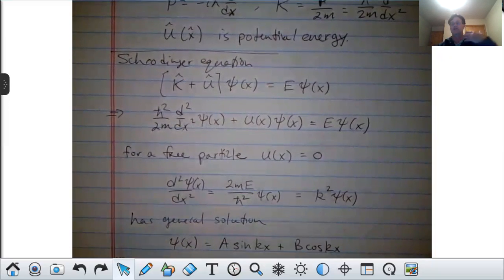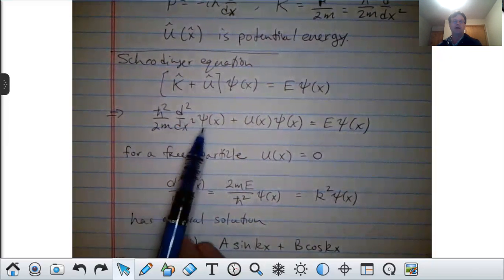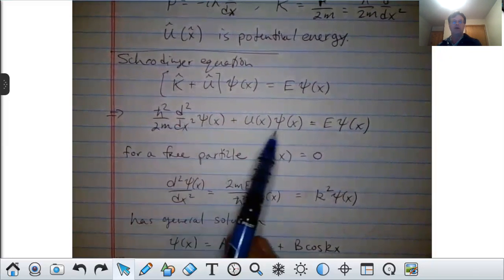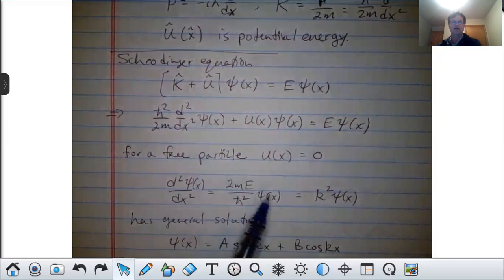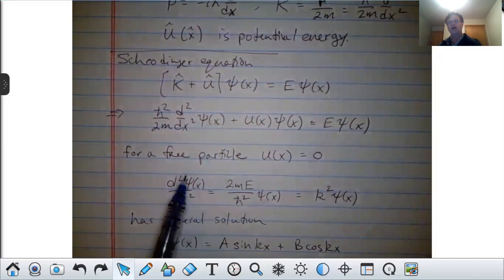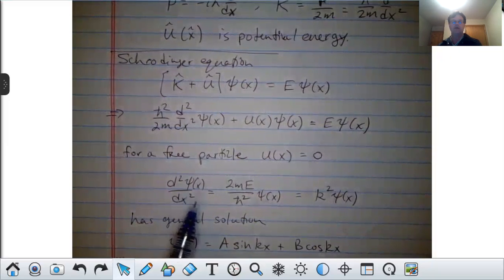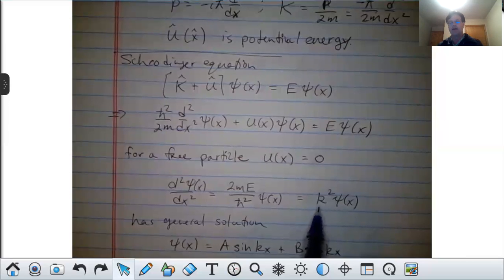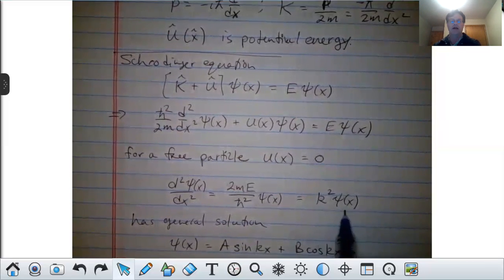But before I do that, let's talk about what if you had a free particle where the potential energy was 0, right? So there's no potential energy. It's just a free particle, only kinetic energy. You would have this equation. I'm just multiplying by 2, so U is 0, multiplied by 2m over h bar squared. I get this. The second derivative of the function equals 2mE over h bar squared psi. And I'm going to define k, as it turns out to be the k in the wave number there, k squared times psi, the wave function.